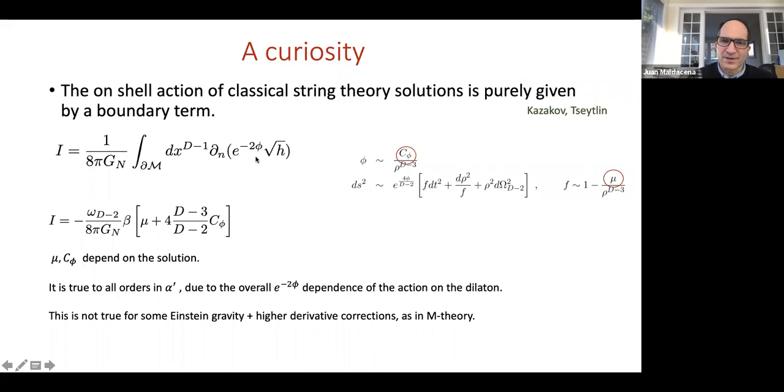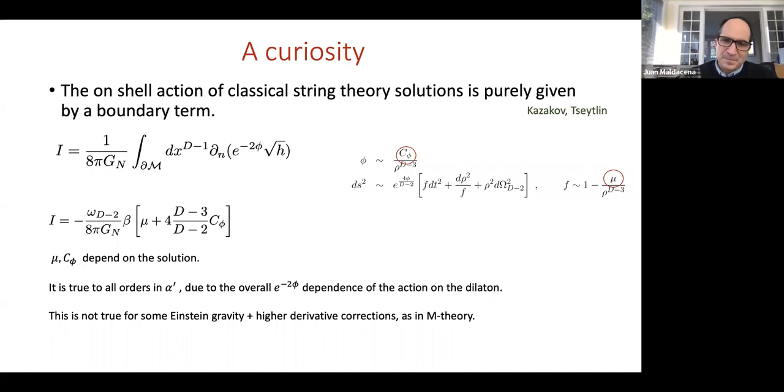And this you can argue to all orders in alpha prime, and it's due to the overall e to the minus phi dependence of the action on the dilaton. And since it's true to all orders in alpha prime, it is quite likely that it's true exactly in alpha prime. I don't know an argument for that. I mean, of course, it's well known that if you try to evaluate the action naively, you get zero. That's probably related to this fact.